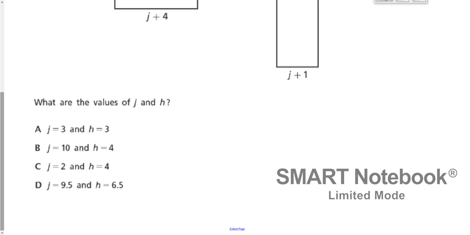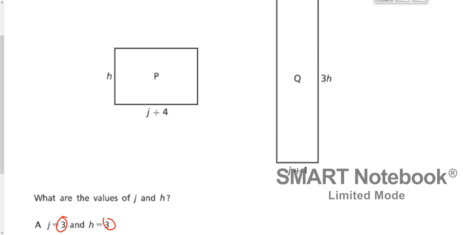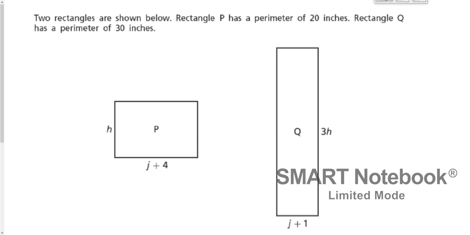But if I was a good test taker, I would take these numbers, plug them in, and then just do the perimeter and see if it matches up with the question. But I'm going to show you how to do it mathematically first, then I will show you that way.